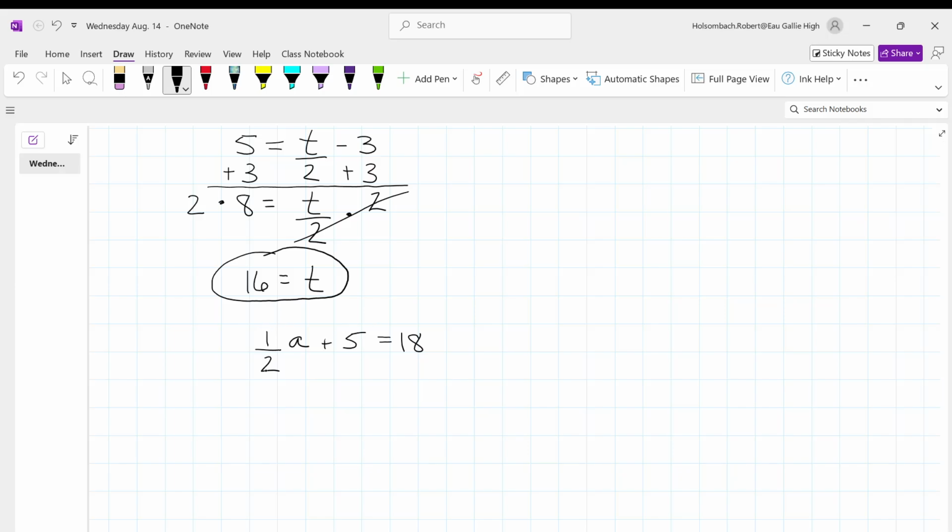Again, we're trying to get the (1/2)a by itself, so we're going to subtract 5 from each side. So the (1/2)a comes down. The positive 5 and negative 5 cancel. And 18 minus 5 is 13. When there's a fraction in front of the variable, you can either divide both sides by 1/2, or you can multiply by the reciprocal. So this time I'm going to multiply both sides by 2/1.